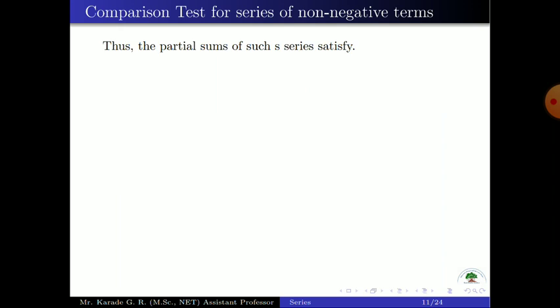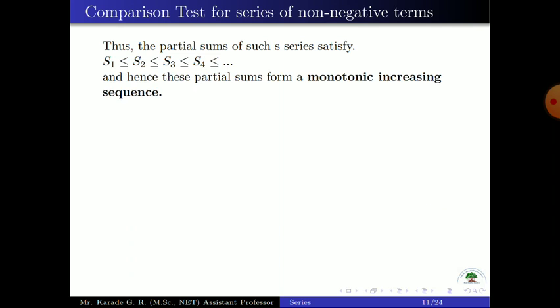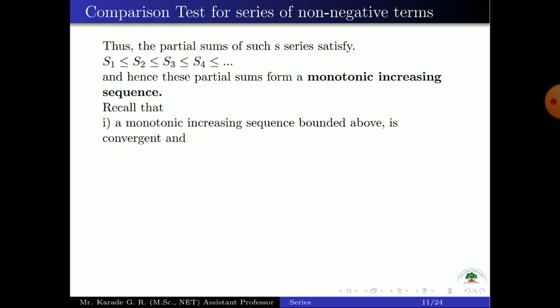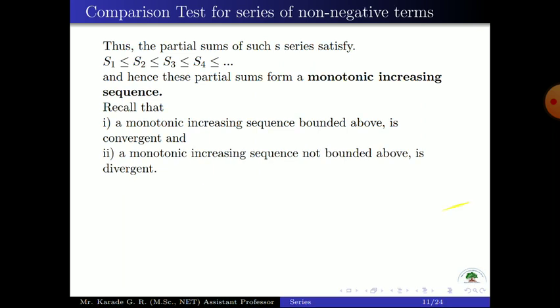A monotonic increasing sequence has a special characteristic. The partial sums of such a series satisfy s1 less equal s2, s2 less equal s3, s3 less equal s4, and so on, and hence form a monotonic increasing sequence. We recall that a monotonic increasing sequence bounded above is convergent, and a monotonic increasing sequence, if it is not bounded above, is divergent.